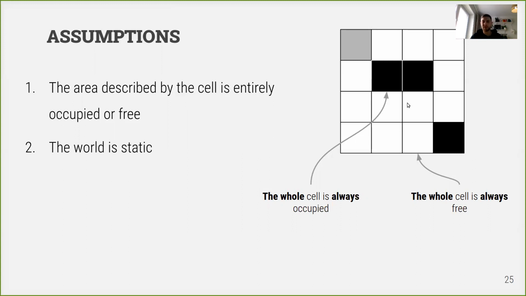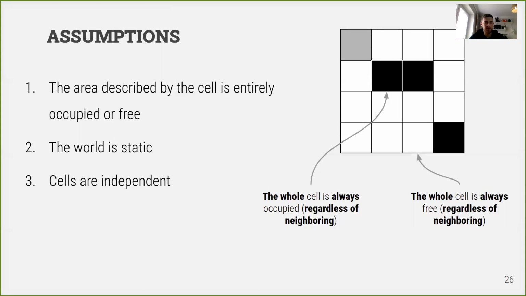And then if we say that the cell is occupied, we mean that it's always occupied. So of course we sometimes have procedures to rerun mapping just to check if something changed. And real robots do that. For example, the vacuum cleaner robot rebuilds the map periodically, right? But at the moment of building the map, we say that the world is static and everything we see is static. And the third assumption is that cells are independent, which is also not always the case.